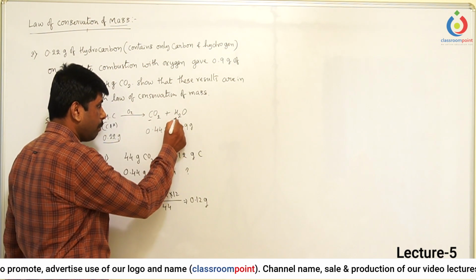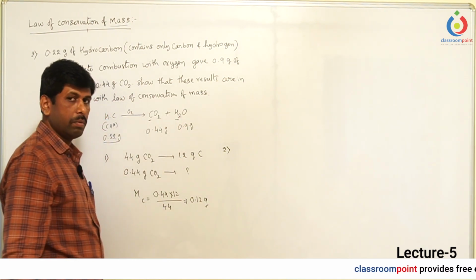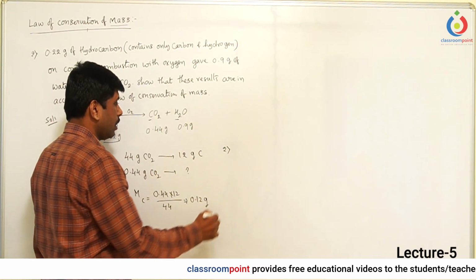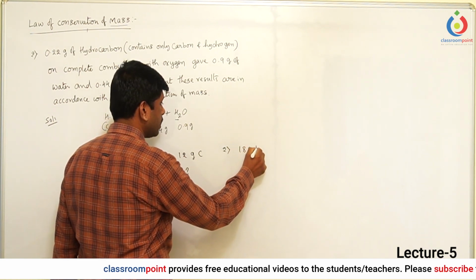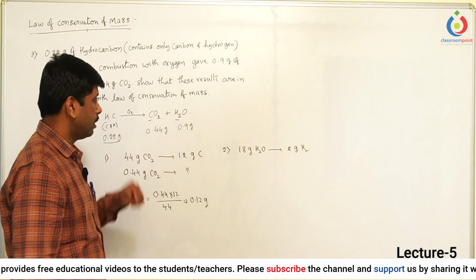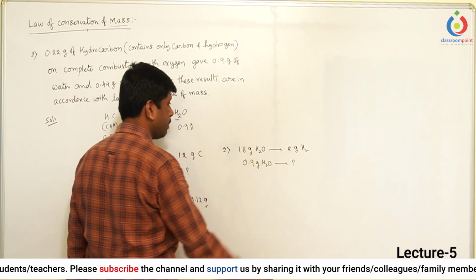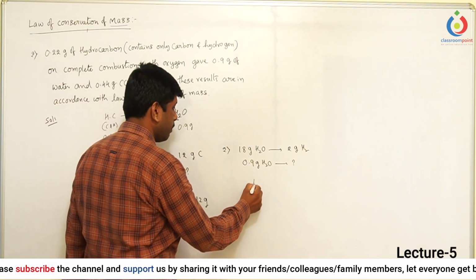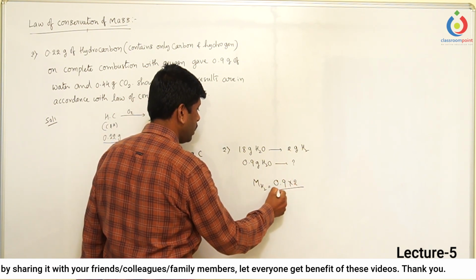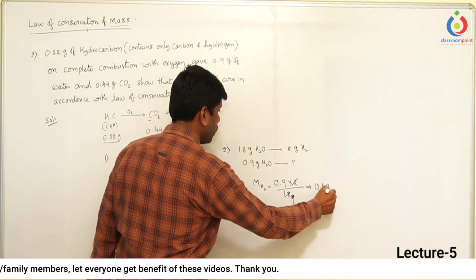Similarly, let us calculate the mass of the hydrogen. Actually hydrogen is part of the water. Oxygen and hydrogen are present together in water, so we have to take the total molecular mass. Molecular mass of the water is 18 grams. 18 grams of H2O contains 2 grams of hydrogen. Then 0.9 grams of H2O contains how much mass of hydrogen? So mass of the hydrogen is equal to, by cross multiplication, 0.9 into 2 divided by 18. It goes 9 times, so that gives 0.1 gram.